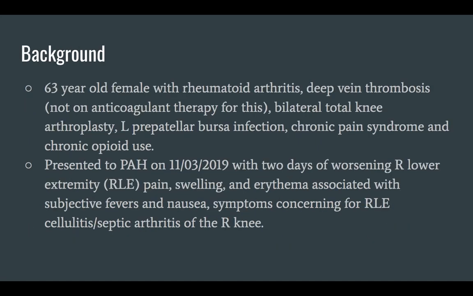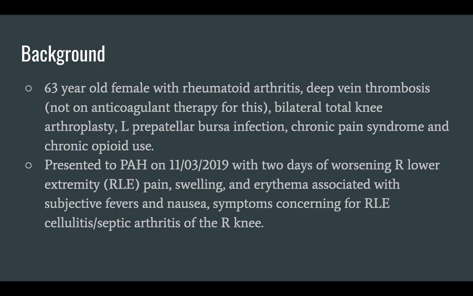So the background: we have a 63-year-old female with rheumatoid arthritis and deep vein thrombosis, for which they were not on anticoagulant therapy. I note this specifically because we will be going through the hematology results later in this presentation. This patient had a bilateral total knee arthroplasty or replacement, a left prepatellar bursa infection, chronic pain syndrome, and chronic opioid use. This patient presented to Pennsylvania Hospital on November 3rd, 2019, with 2 days of worsening right lower extremity pain, swelling, erythema associated with subjective fevers, and nausea, symptoms concerning for right leg extremity cellulitis and septic arthritis of the right knee.